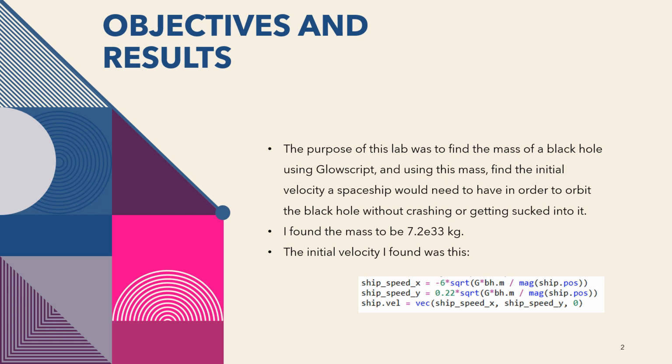And then using this mass that we find, you can find the initial velocity of a spaceship, what it would need to have in order to orbit the black hole without crashing or getting sucked into it. And I found the mass of the black hole to be 7.2 times 10 to the 33 kilograms. And this was the initial velocity I found in the X and Y direction.